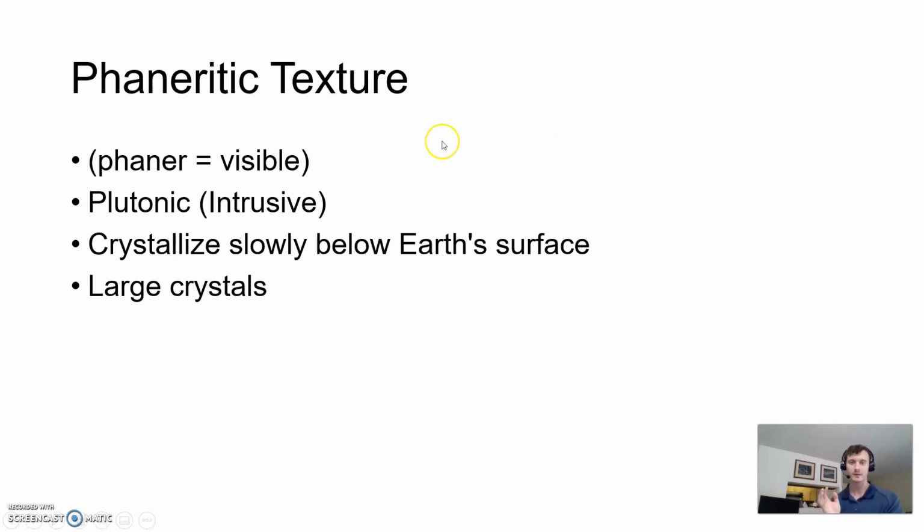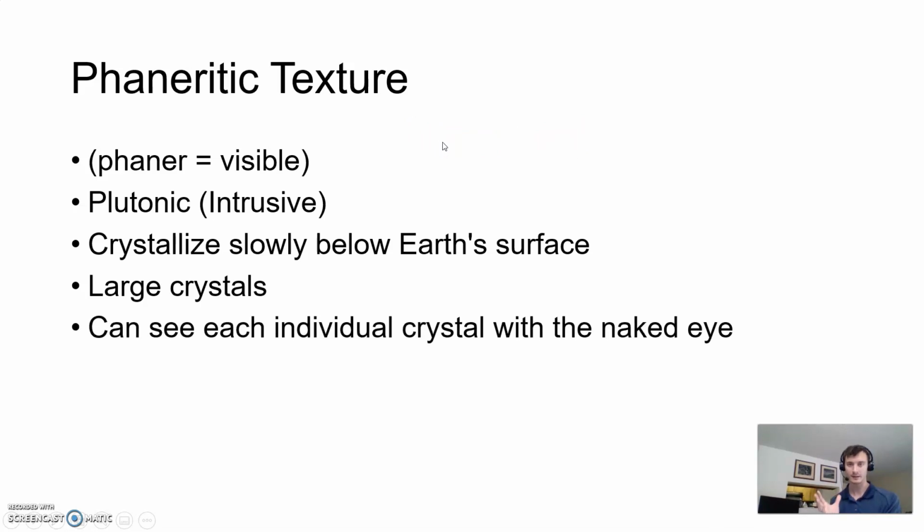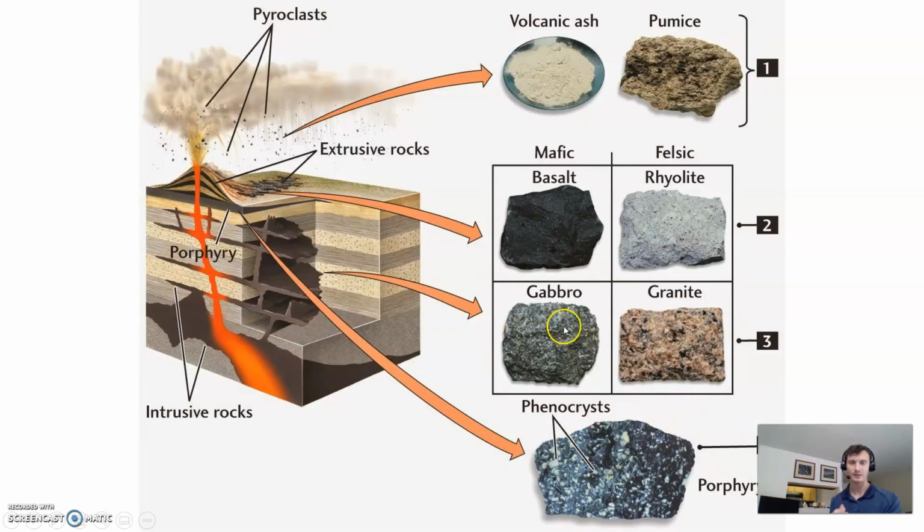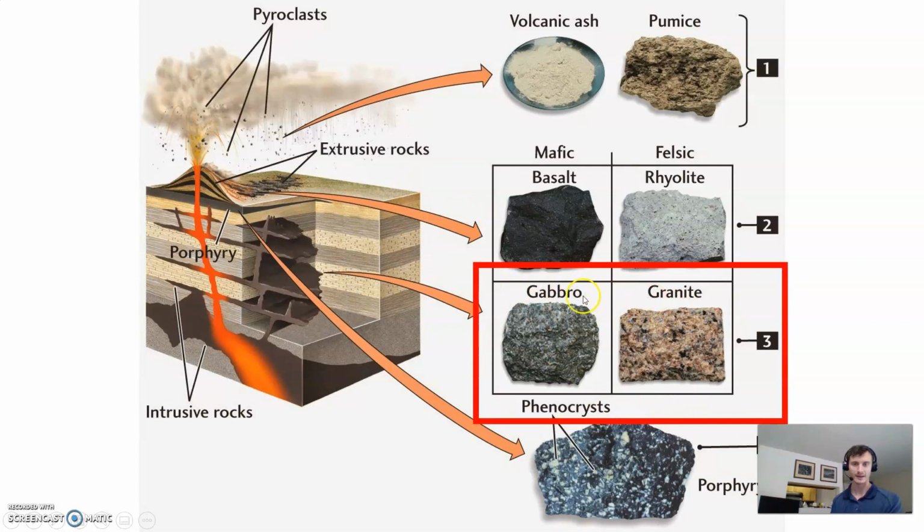And these are going to form very, very large crystals given how slowly they cool. Large enough crystals that you can see them with the naked eye. That's what distinguishes these. These are going to be gabbros, diorites, and granites. So these down here, gabbro and granite. These are the intrusive, the slow cooling, big crystal version of these things up here.